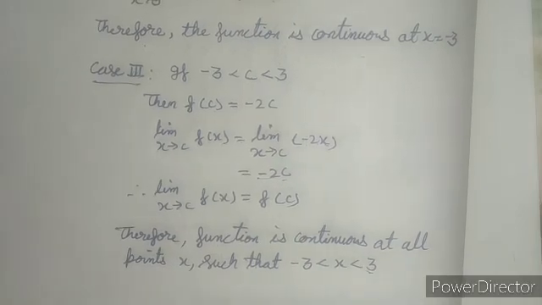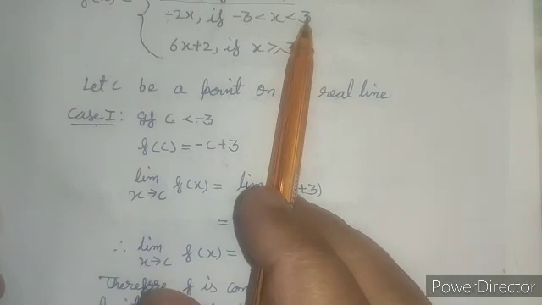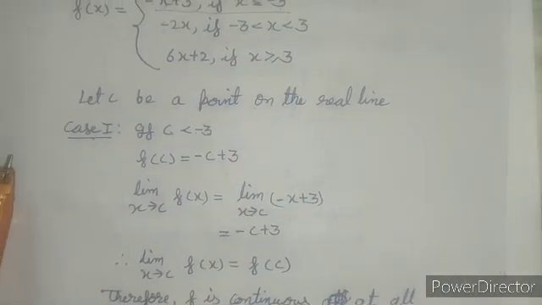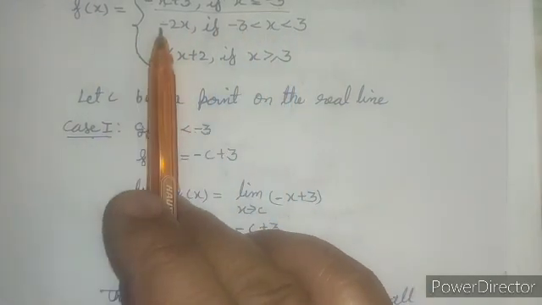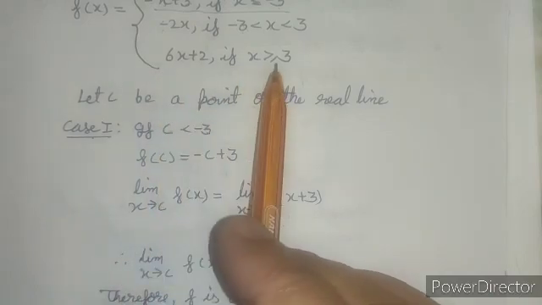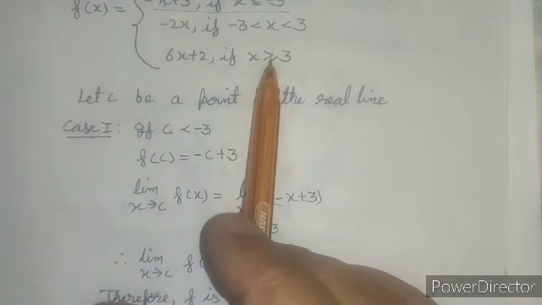Now after checking the continuity at the points between minus 3 and 3, we will check the continuity at x equal to 3. Here also, the value of the function is minus 2x for x less than 3 and 6x plus 2 for x greater than 3.